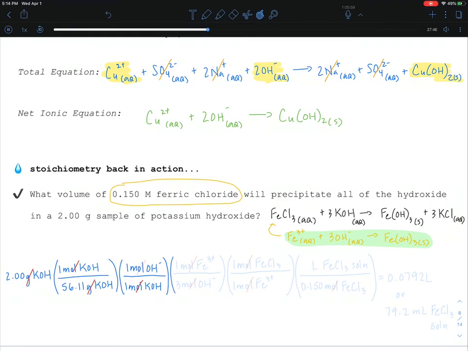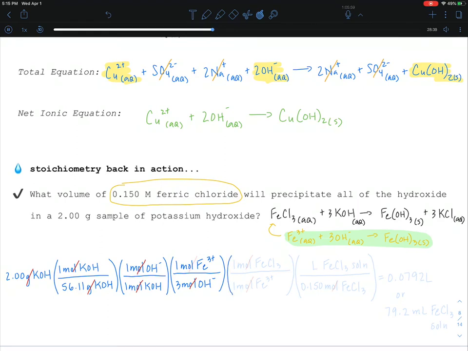3 moles of hydroxide are needed to react with 1 mole of the ferric ion. This is from our net ionic equation. Now the moles of hydroxide are going to cancel out, and I'm left with the number of moles of the ferric ion I need to precipitate a certain number of moles of hydroxide anion from 2 grams of potassium hydroxide, because they don't have the same molecular weight. But in other words, right now I know how many moles of the ferric ion I need.